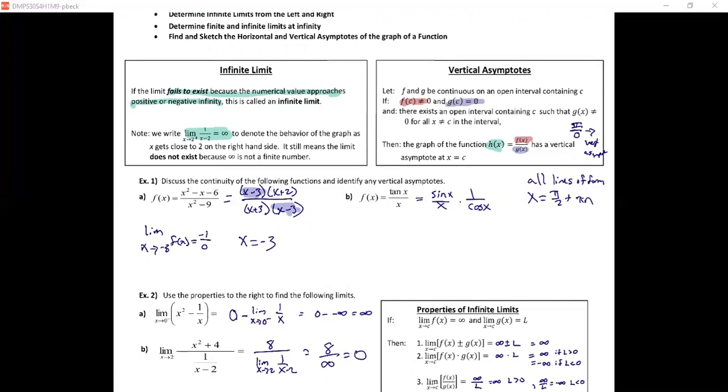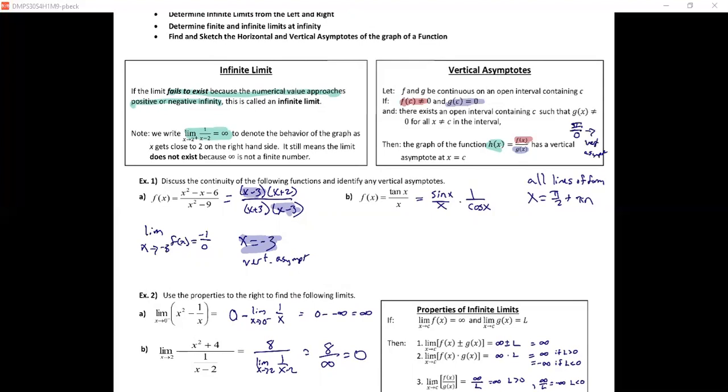I know that if I divide by 0, one of 2 things is going to occur. We have a hole or we have an asymptote. Because this is a number over 0, that's going to indicate that we have an asymptote, and therefore x equals -3 is going to be the vertical asymptote. So this is our vertical asymptote.